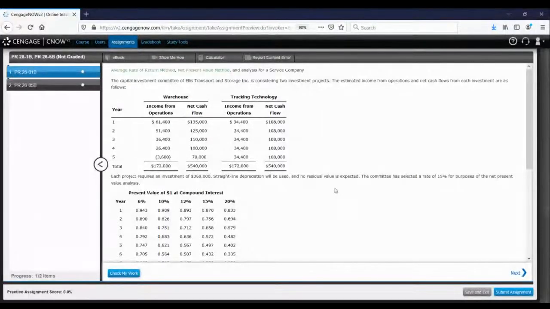Okay, you should be able to see problem 26-1B on your screen now, and what we're going to be working on is present value analysis, and also we're going to be working on the average rate of return method today.